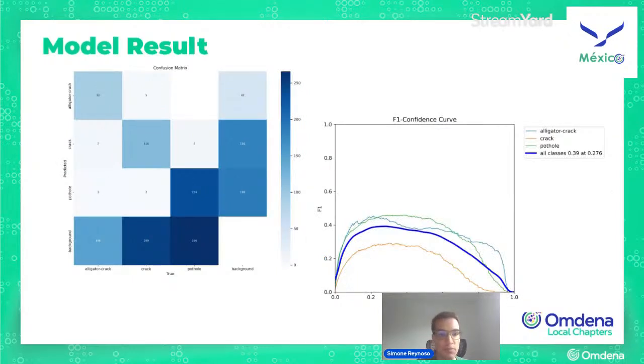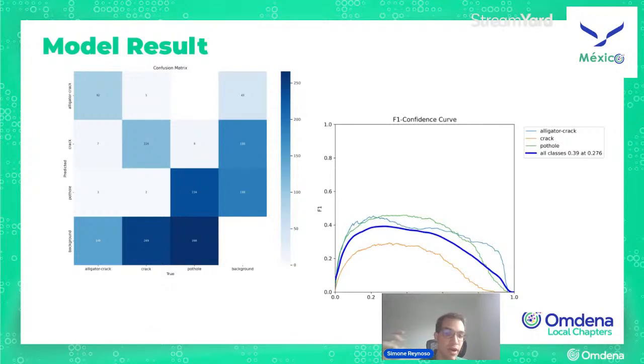Yeah, here are some of the results. As I was telling you, we have the confusion matrix. As you can see, our model performed very well with alligator cracks, which is kind of interesting because we thought that having less data about alligator cracks would make our model not that good at predicting those types of defects. However, it showed a very good prediction ability also with potholes, which was expected because potholes are way different from cracks and alligator cracks. So the model recognized them fairly quickly and also with high precision.